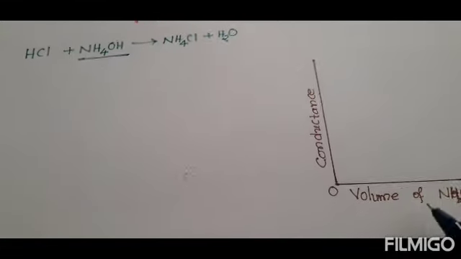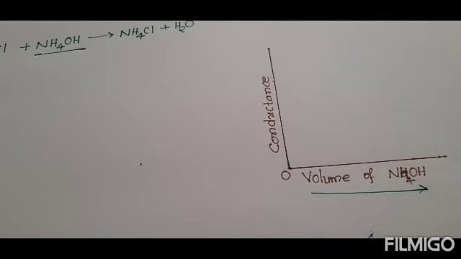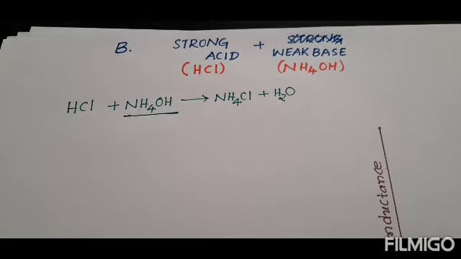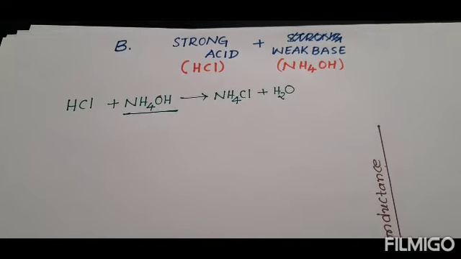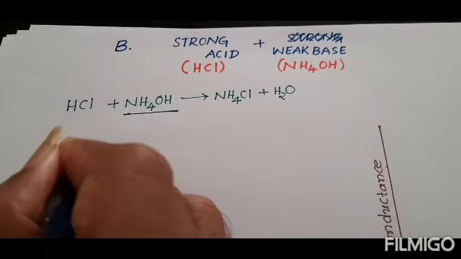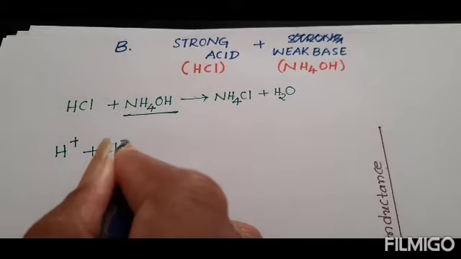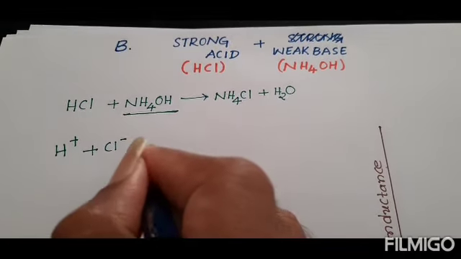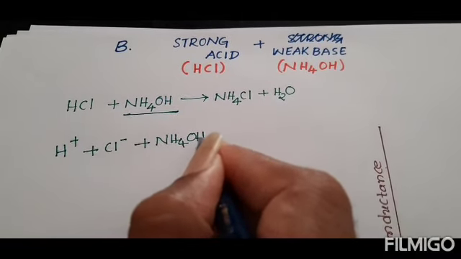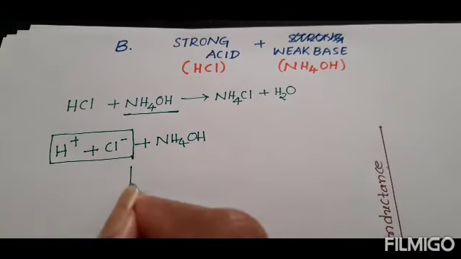That means continuously I am adding NH4OH from the burette into the conical flask in the experiment. For the sake of convenience, I am using the words conical flask and the burette. This solution basically contains H plus and Cl minus. To this we are adding NH4OH. So the system initially contains H plus and Cl minus.